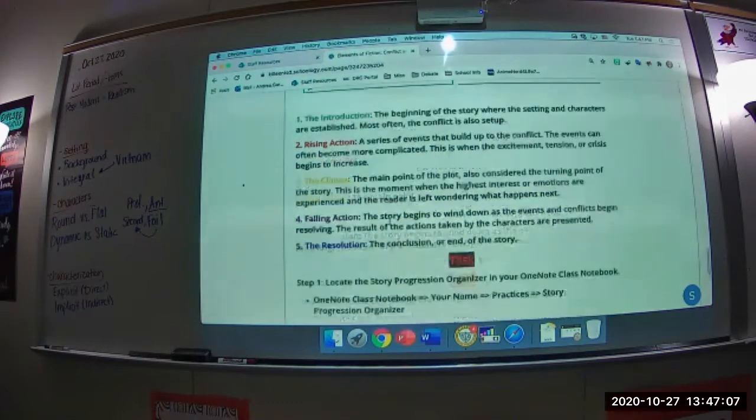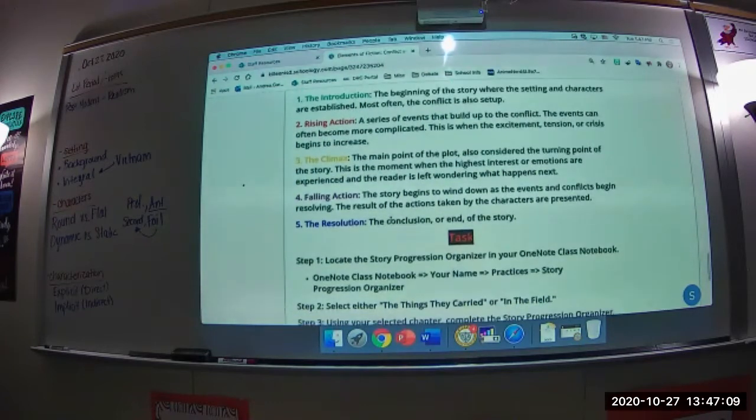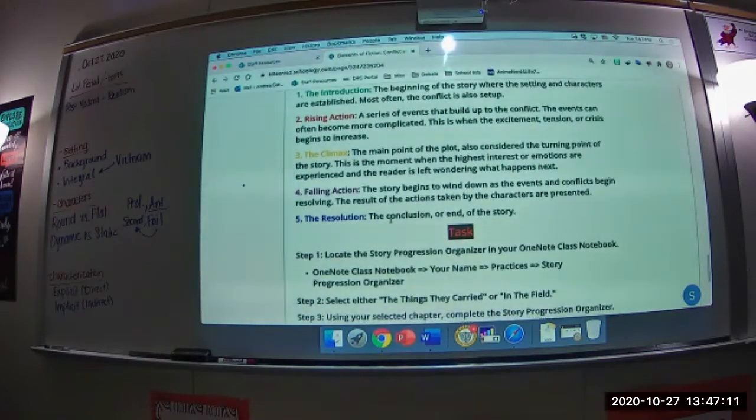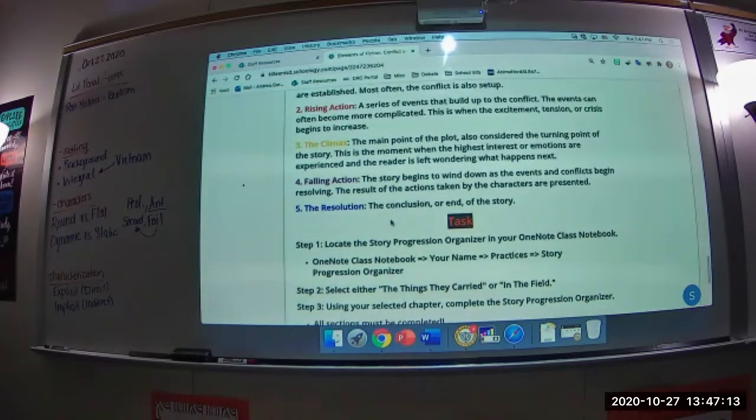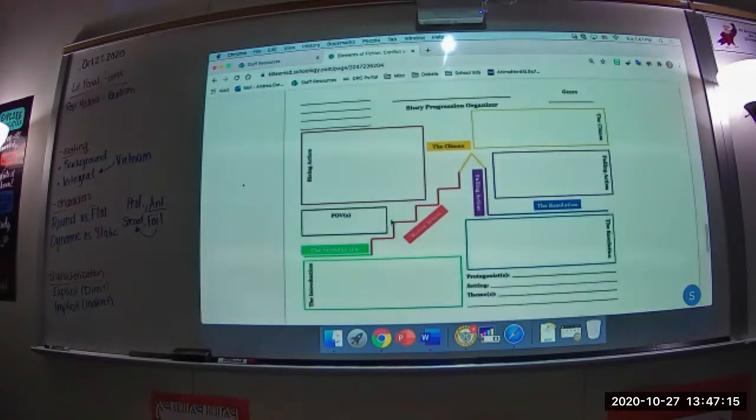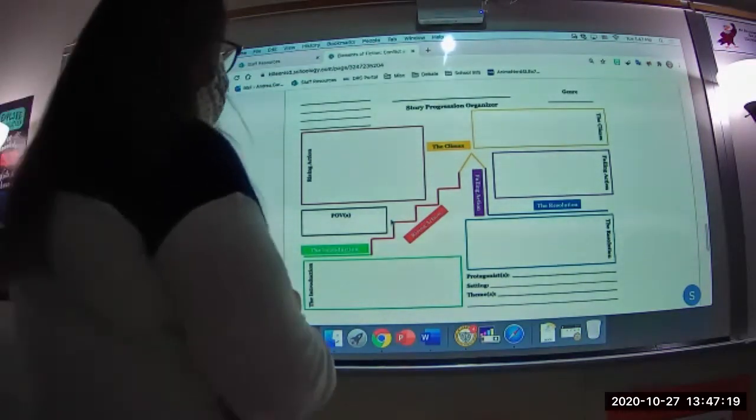So your task is you're going to choose either the chapter, The Things They Carried, or In the Field, and then you're going to go into your OneNote and you have a story progression. And pay close attention because I'm going to help you a little bit.